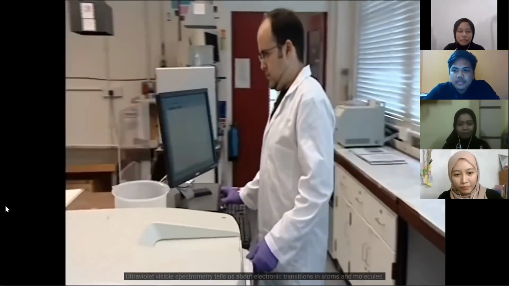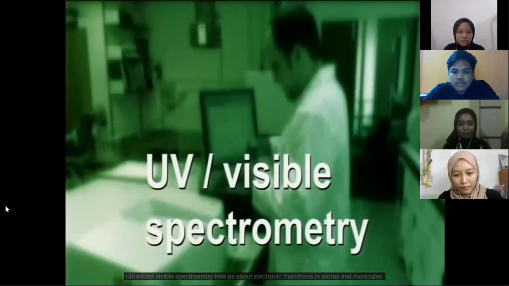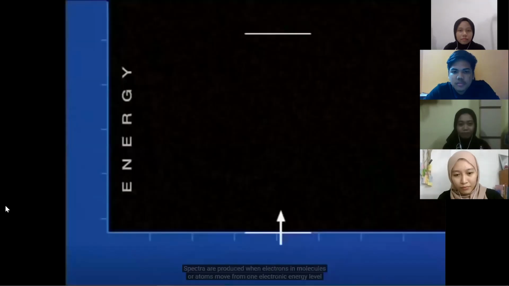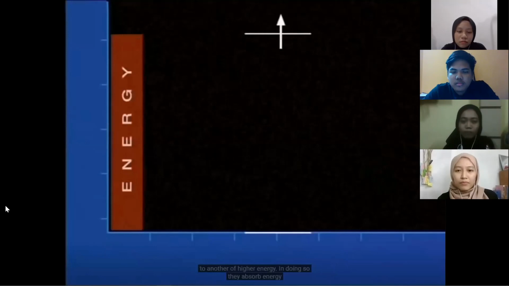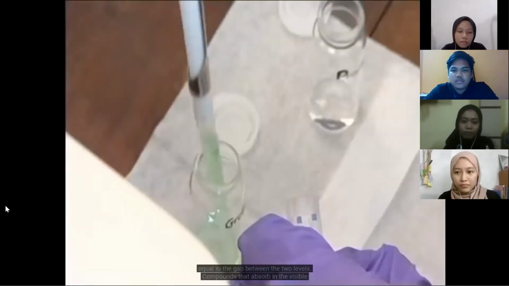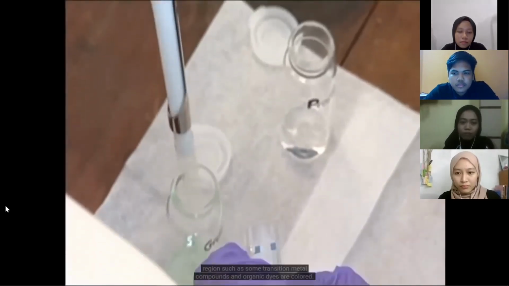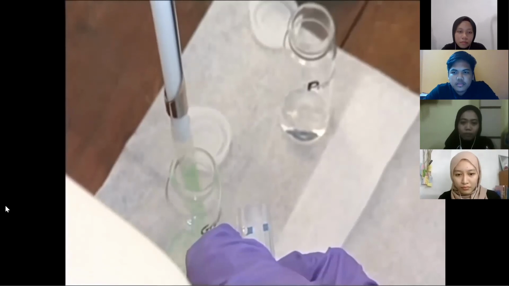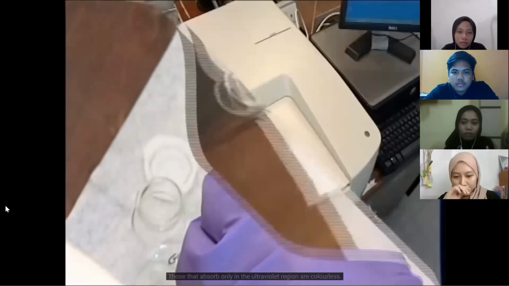Ultraviolet visible spectrometry tells us about electronic transitions in atoms and molecules. Spectra are produced when electrons in molecules or atoms move from one electronic energy level to another of higher energy. In doing so, they absorb energy equal to the gap between the 2 levels. Compounds that absorb in the visible region, such as some transition metal compounds and organic dyes, are coloured. Those that absorb only in the ultraviolet region are colourless.